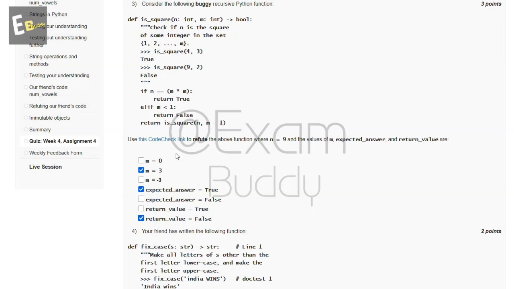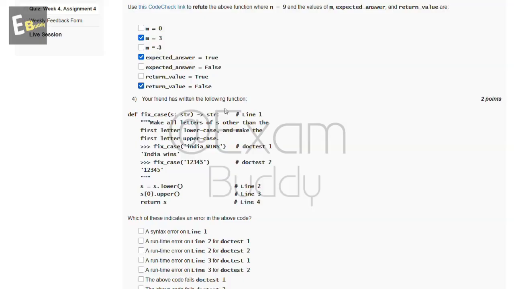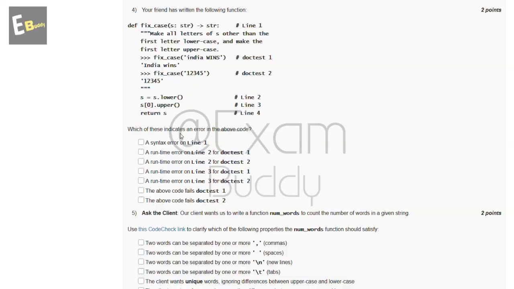Now the fourth question is, your friend has written the following function. So this is our function, and the question is, which of these indicate an error in the above code. So these are the options, and the answer of our fourth question is F. The above code fails doctest 1.